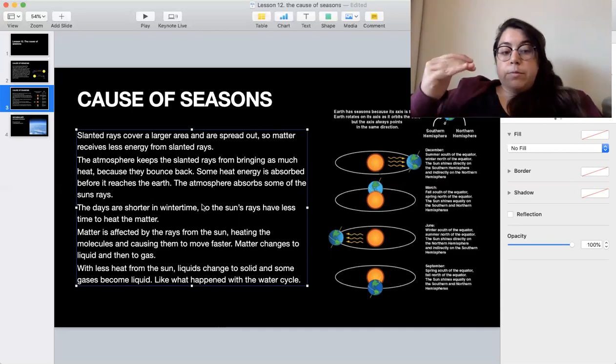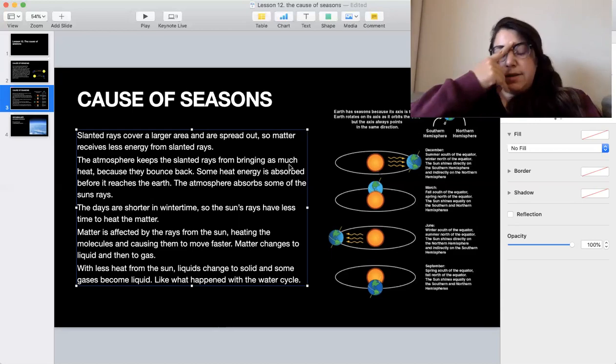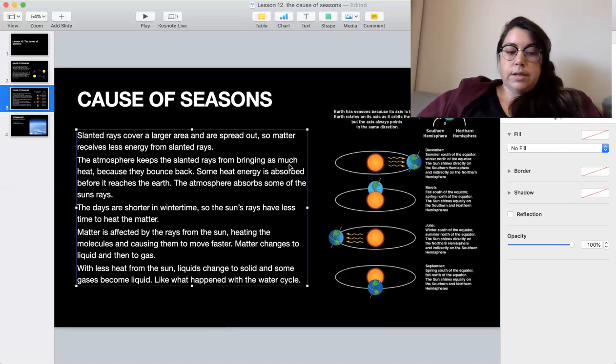The days in winter are shorter, okay? So the sun's rays have less time to hit the matter. And in summer, we have longer days. So the sun rays have more time to hit the matter, okay? Matter is affected by the rays from the sun, hitting the molecules and causing them to move faster.